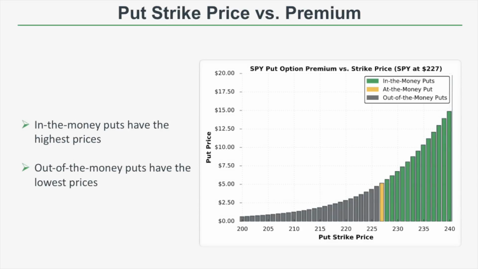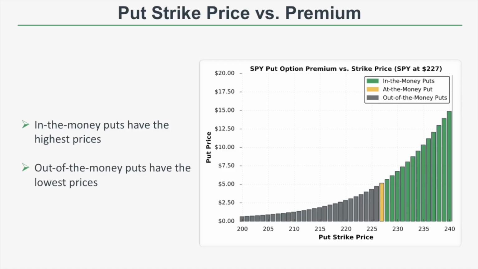Alright, now let's talk about put strike prices versus the put premium. So this is going to be completely opposite to what we just saw with the call examples. So as we know, puts are in the money when the strike price is above the current stock price. So as we can see here, any put with a strike price above $227 is in the money, and the premium gets more and more expensive at higher and higher strike prices.